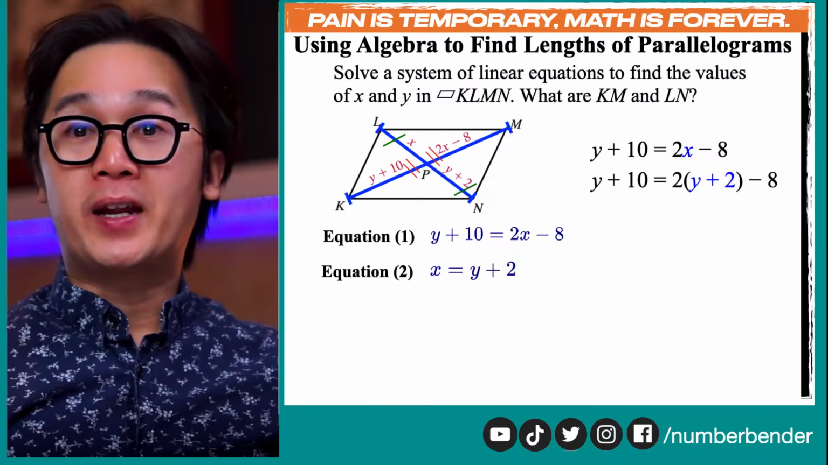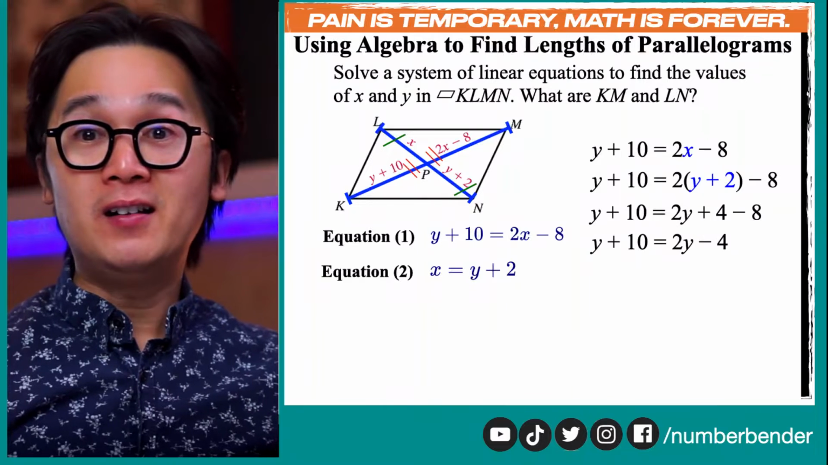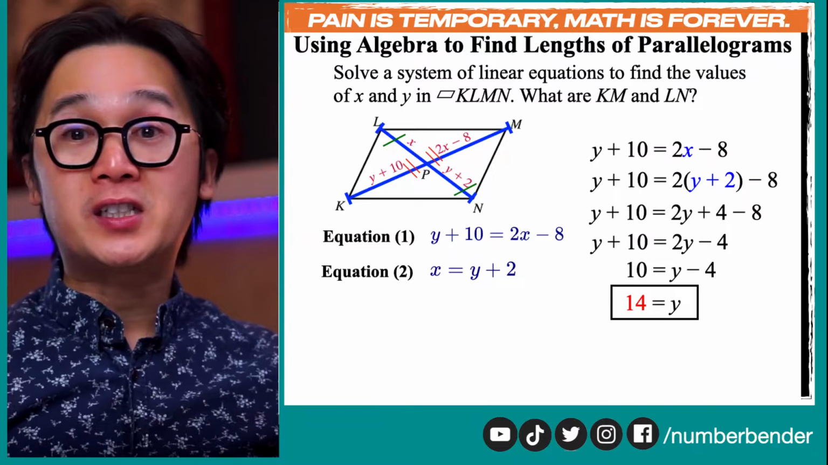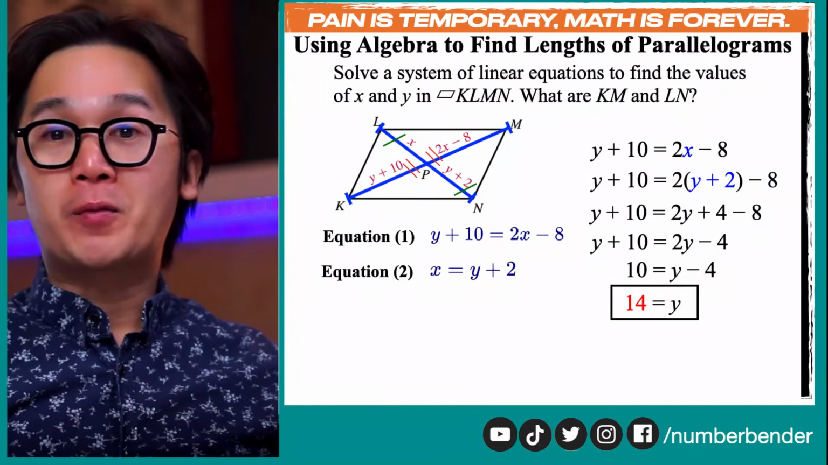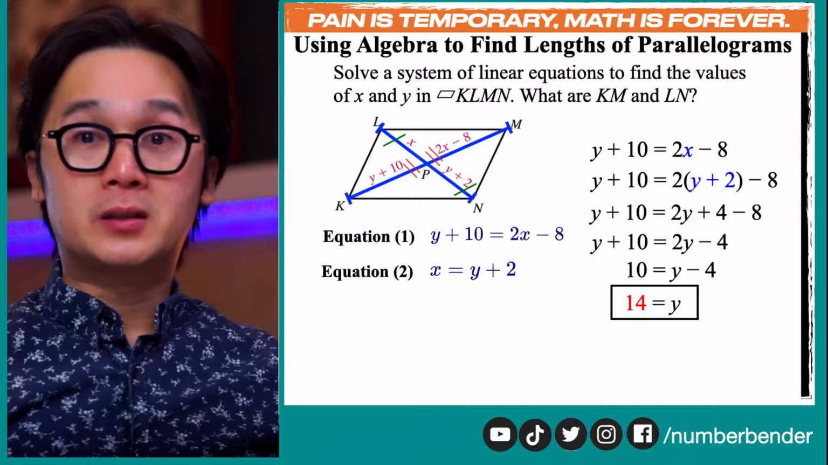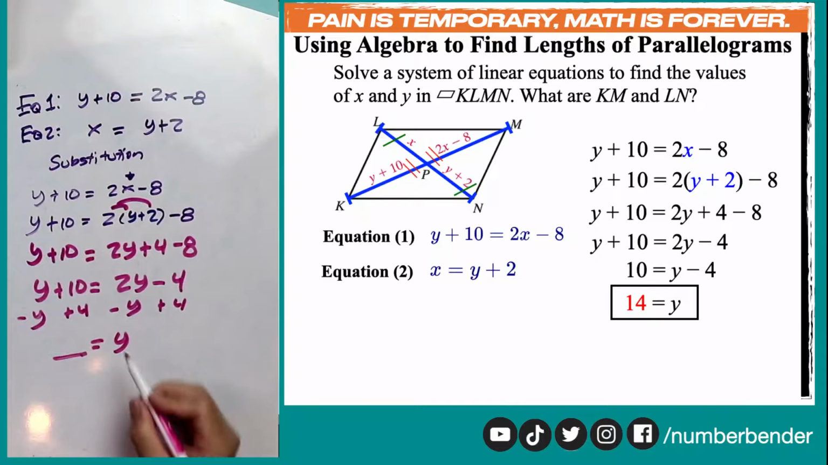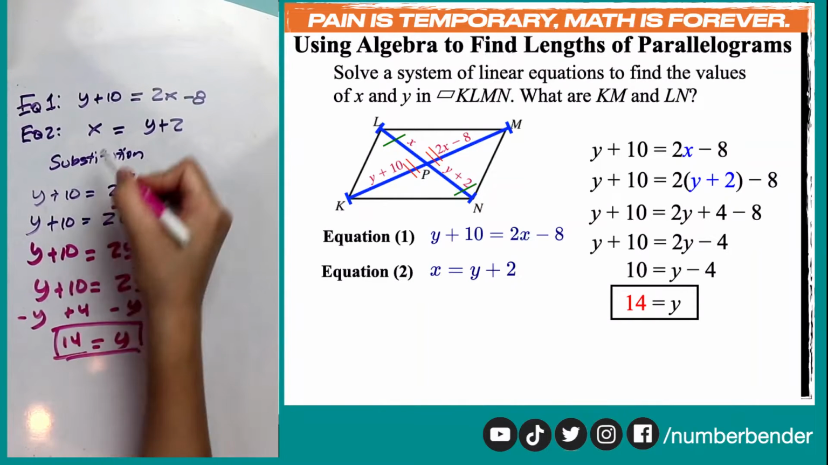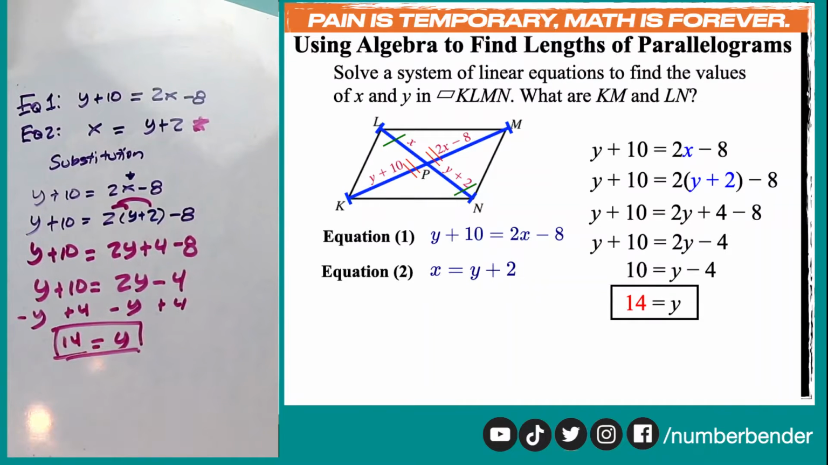What we did was replace x by y plus 2 and using our algebra skills so that we can find the variable y, and by simplifying our equation, we found that y is equal to 14. And from here, we'll be able to find the variable x by using the equation number 2. So equation number 2, since we know that y is equal to 14, we'll be using this equation, x is equal to y plus 2, so we'll be able to find our x variable.